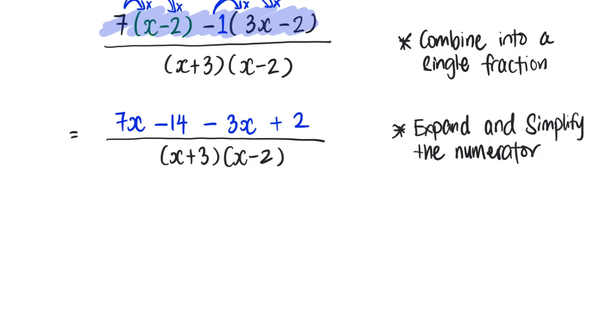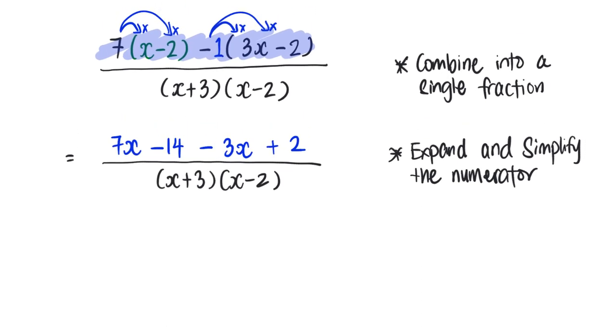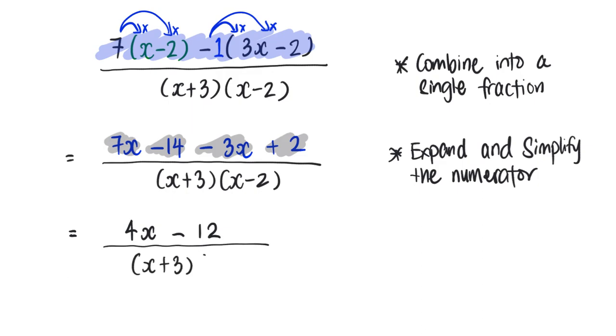And at this stage, we would then continue to simplify it further. 7x minus 3x, all the like terms. This will give me 4x. Negative 14 plus 2, negative 12. The whole thing is still over x plus 3, x minus 2.